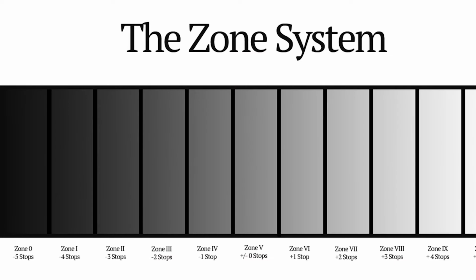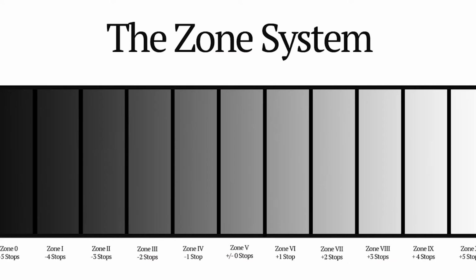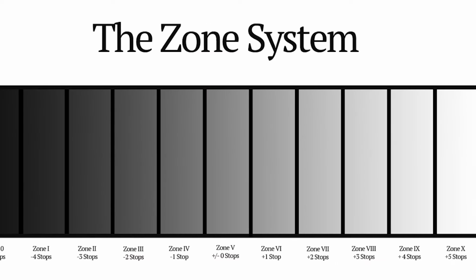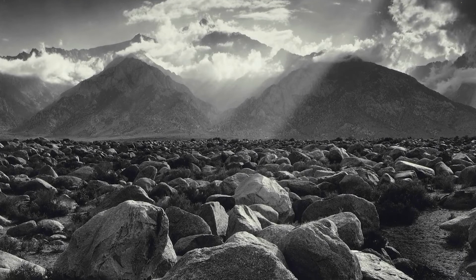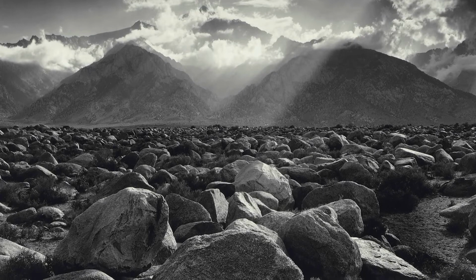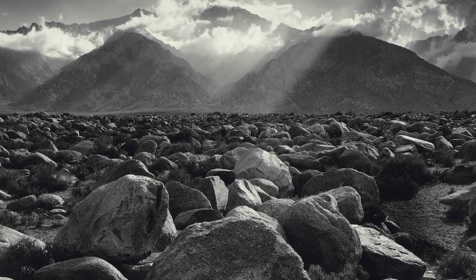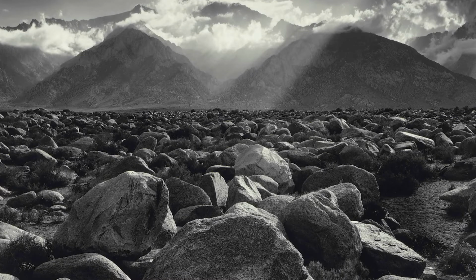How is value measured? Value in photography is measured by something called the zone system. The zone system was created by Ansel Adams and Fred Archer to assist fellow photographers. This technique is essential in calculating the exposure and development you need.